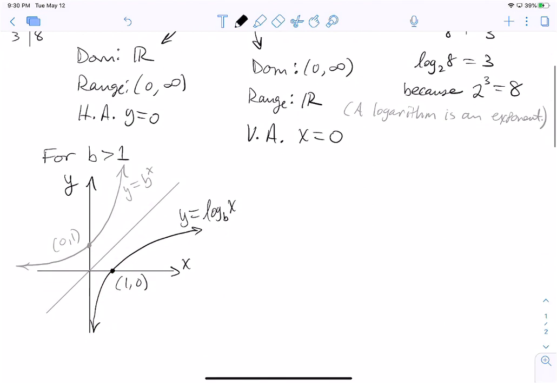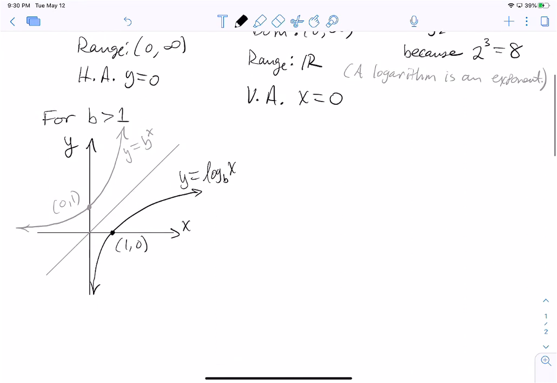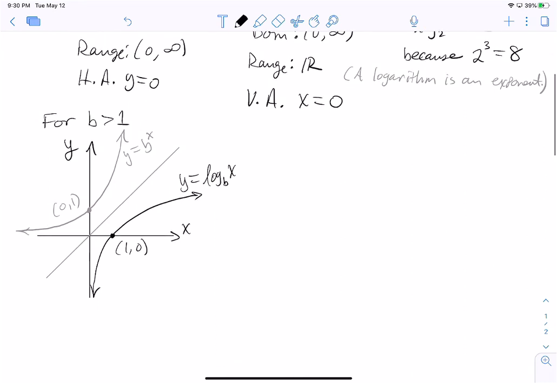We're going to look at another graph in a minute, but looking at this graph is useful for determining limits. We can see here that the limit as x approaches infinity of the log base b of x is equal to infinity, and we can see here that the limit as x approaches 0 of the log base b of x is negative infinity.